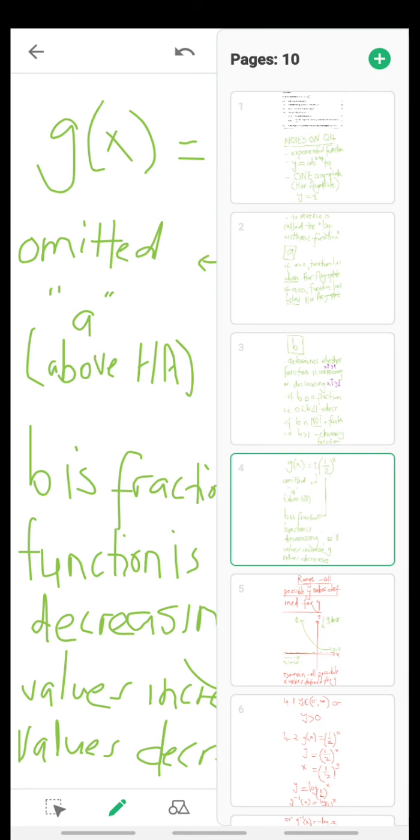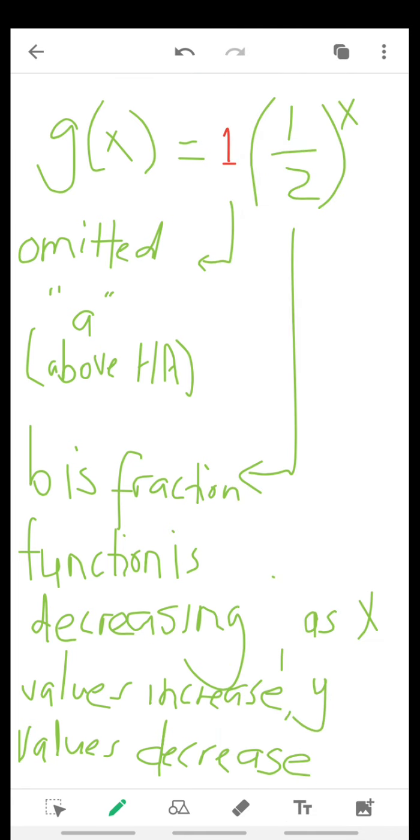I want us to now look at what is happening here, all right? I've given you an example, which is g of x equals 1 multiplied by 1 over 2, all to the power of x, okay? Usually, when it's 1, that's why I wrote it in red, we usually omit 1, okay? So you need to know that there is a 1 in there. That's why I said it's omitted and it represents a. So since our value of 1 is a and it represents where the function will lie, and it's positive in this case, that means our function will lie above the horizontal asymptote, okay?